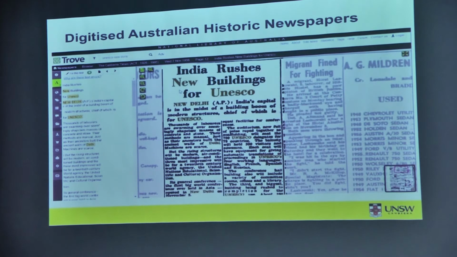This slide shows the interface for Australian newspapers, which is a sub-interface within Trove. I have searched for an article on UNESCO New Delhi, and I'm now seeing the article in the newspaper viewer. You can see on the left-hand side the OCR text with user options, and on the right the image of the newspaper page. Both text size and image can be increased in size.